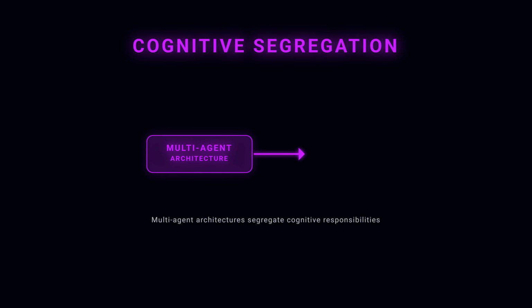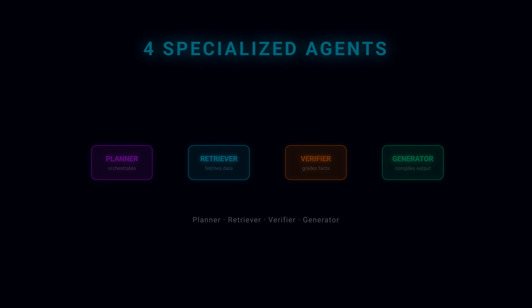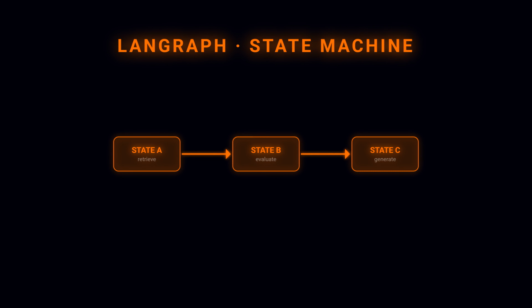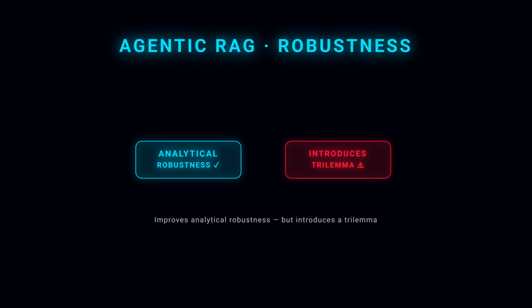Implementing these multi-agent architectures requires the segregation of cognitive responsibilities. A planner orchestrates the workflow. A retriever fetches raw data. A verifier grades the factual accuracy. And a generator compiles the final response. Frameworks like LangGraph facilitate this by defining the agentic process as a rigorous state machine.